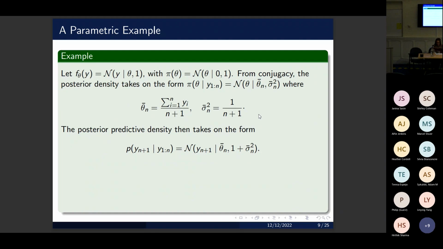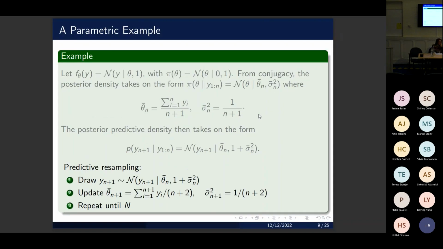Then we know that by integrating manually, the posterior predictive density takes on the form here. So this is the normal density with mean theta bar n and variance 1 plus sigma bar n squared. And what we're going to do is carry out predictive resampling. So let's suppose we started with this predictive density directly, this normal density with theta bar n and 1 plus sigma n squared as the variance.